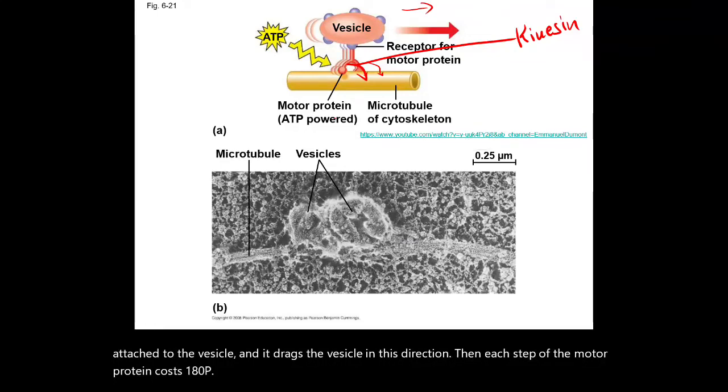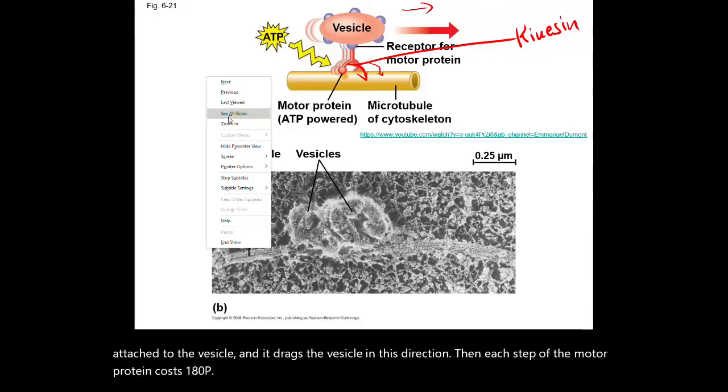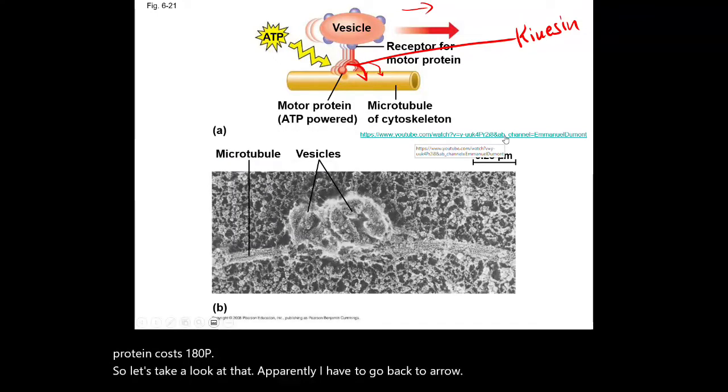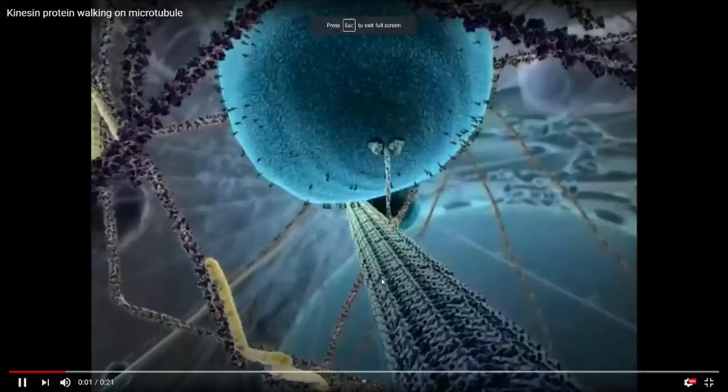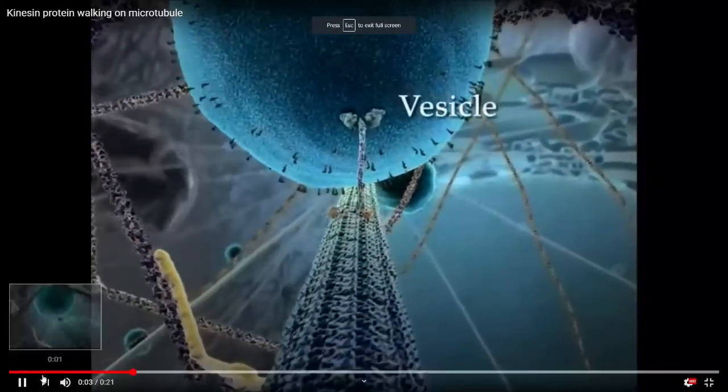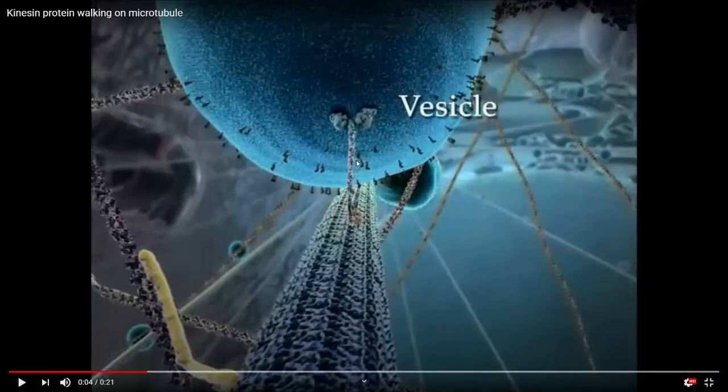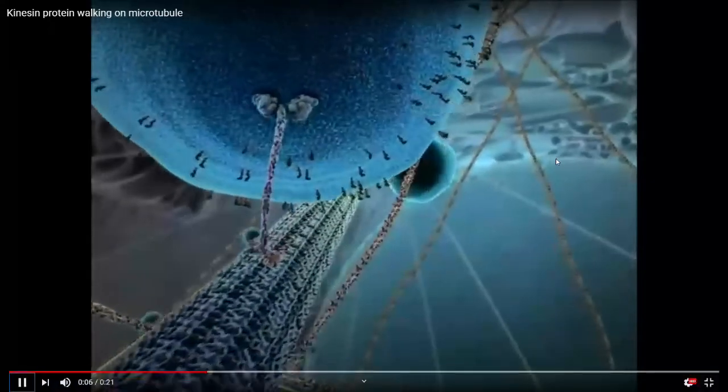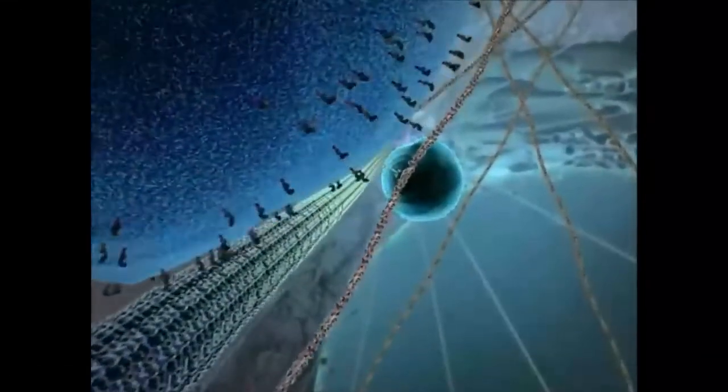So let's take a look at that. Apparently I have to go back to arrow. All right, so now I can select this, and let's see if we got a little video here. All right, so what we got here is our little kinesin motor protein. He's right here, and he's dragging this gigantic vesicle along the microtubule, and this is the microtubule right here. Each step that he takes costs 1 ATP.